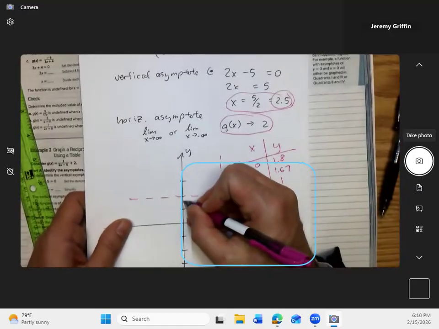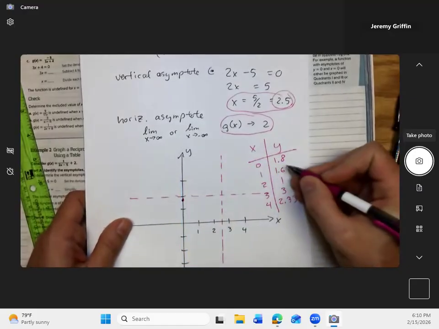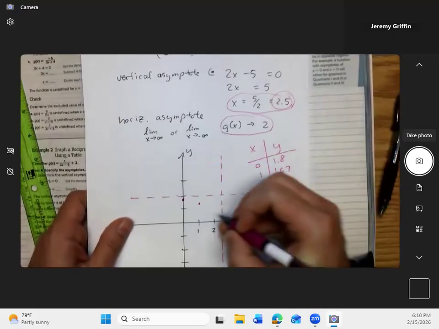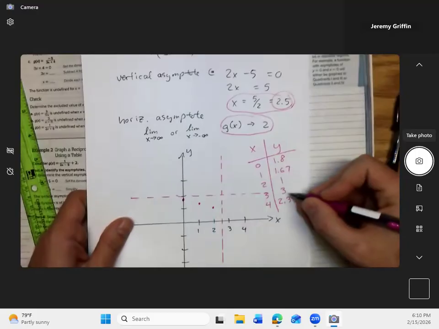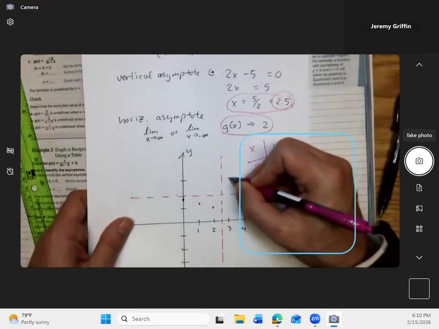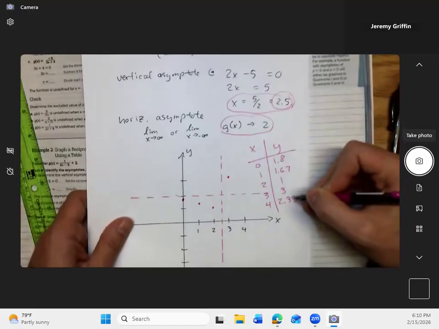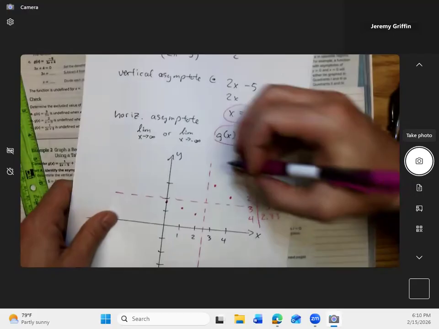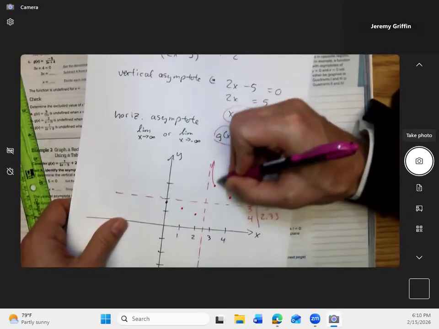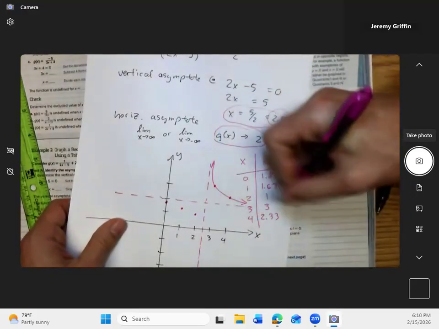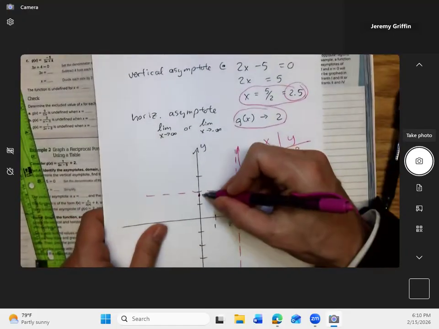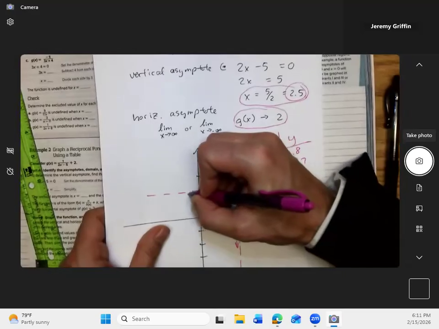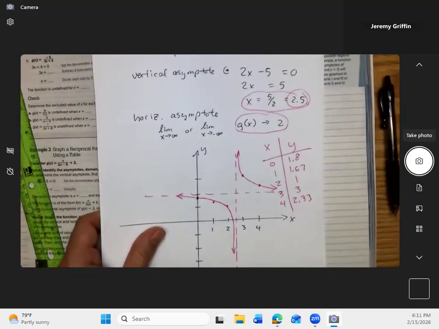0, 1.8. Let's write that here. 1, 1.67. Back here. 2, 1. 3, 3. So right here. 4, 2.33. Yeah, I think I see what's happening. Right. I bet when I go to Desmos and type this equation in, or if I extended my table and added more and more points, it would eventually create this looking shape right here. But that's exactly it. Right, you guys think? I bet that's going to be the answer.